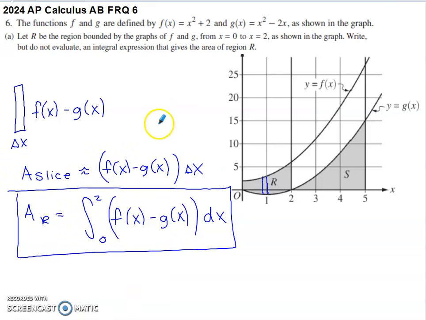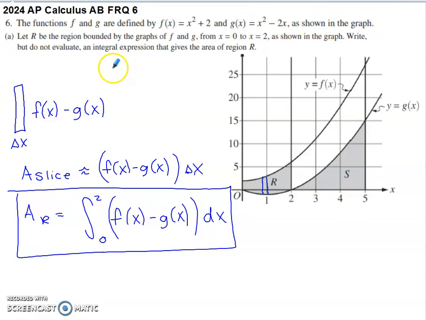This video will discuss the final FRQ from the 2024 AP Calc AB free response set. Number 6 is a non-calculator question where they talk about the functions f and g. They do present you with the equations for both f and g, and they give us the graph.